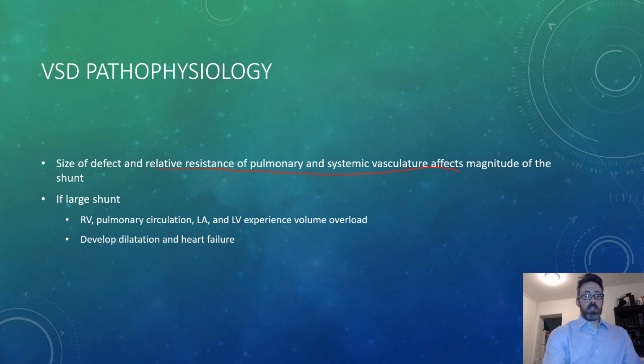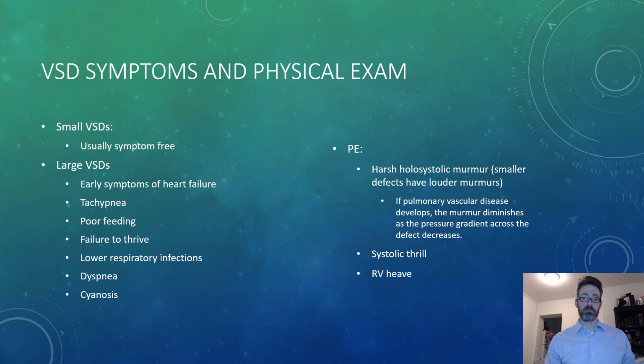If there's a large shunt, which is the second bullet point here, the right ventricle, pulmonary circulation, left atrium, and left ventricle are all going to experience volume overload. I could get dilatation and ultimately heart failure. As for symptoms, there are usually no symptoms at all, so mostly symptom free if the defect is small. If you have a larger defect, you can have early signs of heart failure, because you volume overload very quickly without a chance to adapt. Tachypnea, or breathlessness, occurs because all that fluid is building up in the lungs again. Poor feeding in infants is common to see with these defects, especially with a large defect.